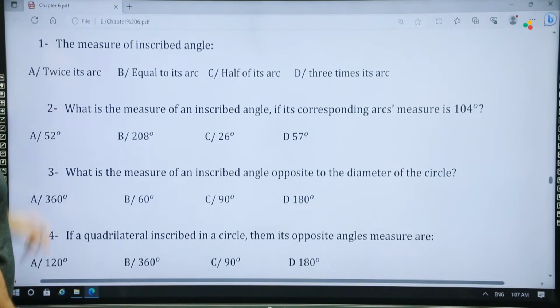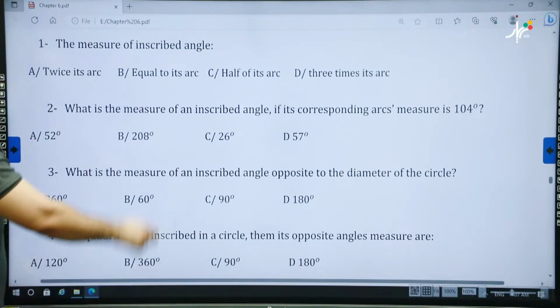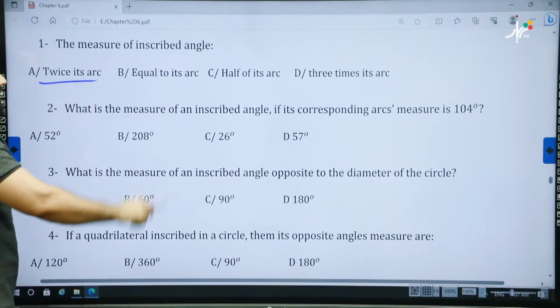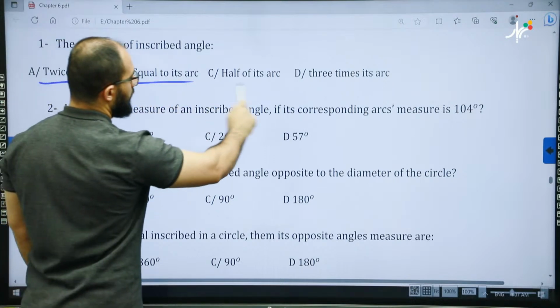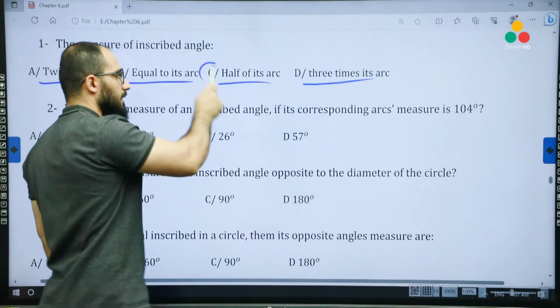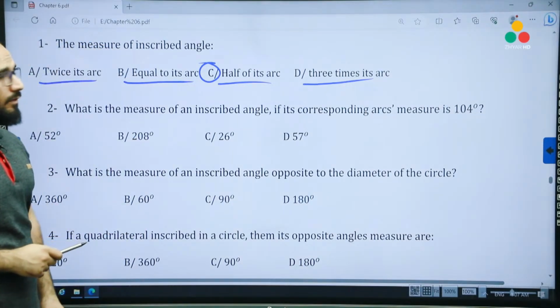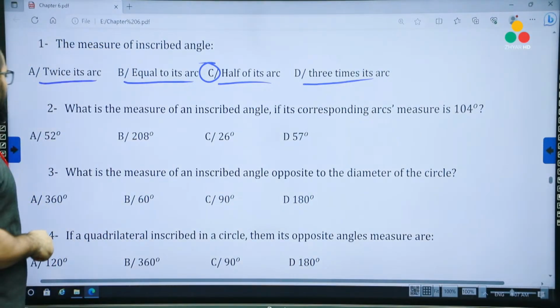So the question says the measure of an inscribed angle is twice its arc, equal to its arc, half of its arc, or 3 times its arc. The correct answer is C. The measure of an inscribed angle is equal to half of its arc.